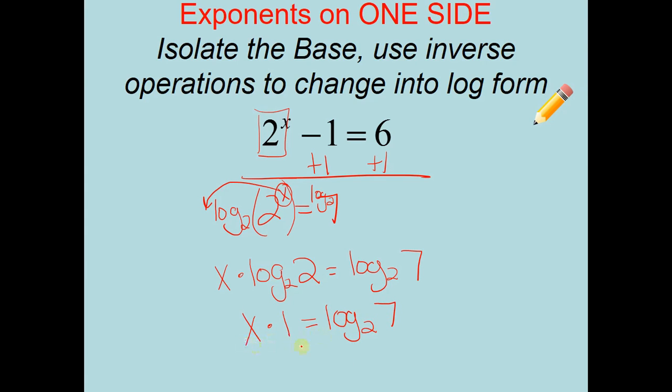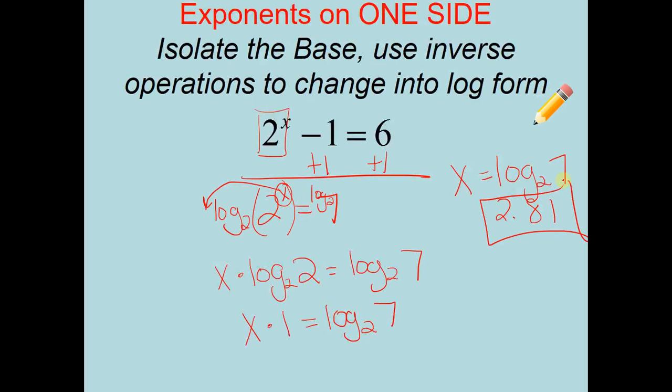So to solve for x, technically I divide by 1, which is nothing, so I can go x equals log base 2 of 7, which into my calculator, so I can actually get a decimal approximation, I will go log 7 divided by log 2, and I get a value of 2.81 for x.